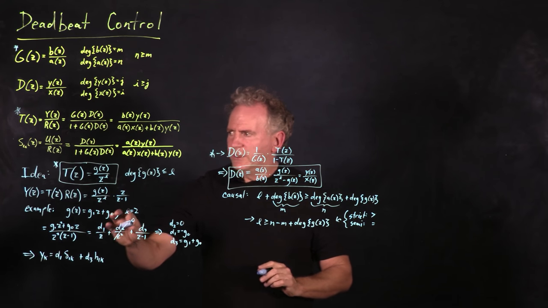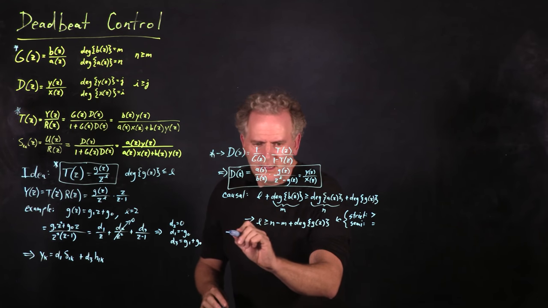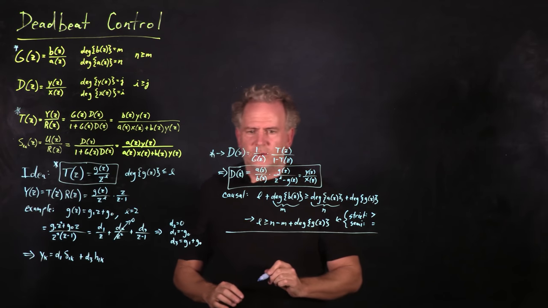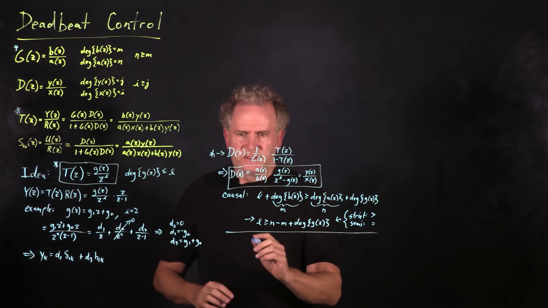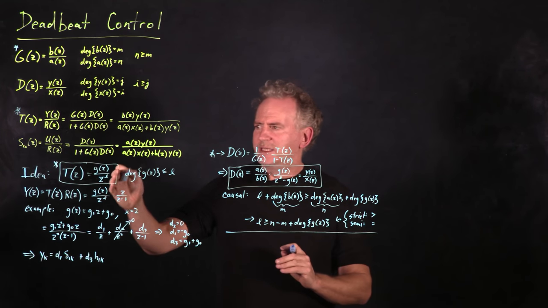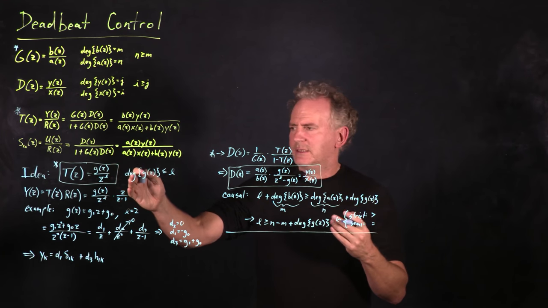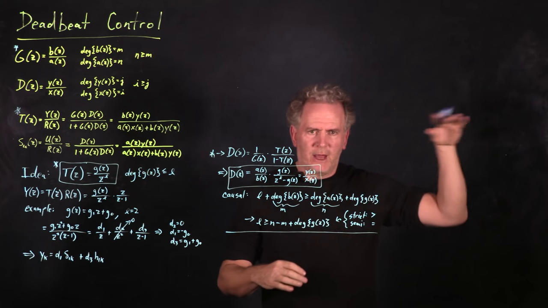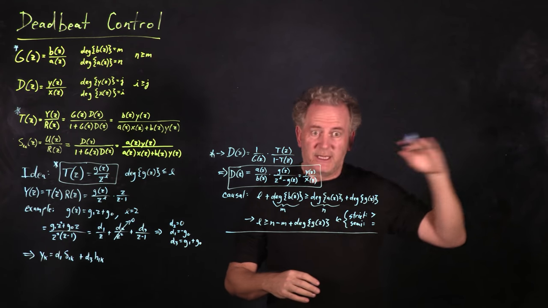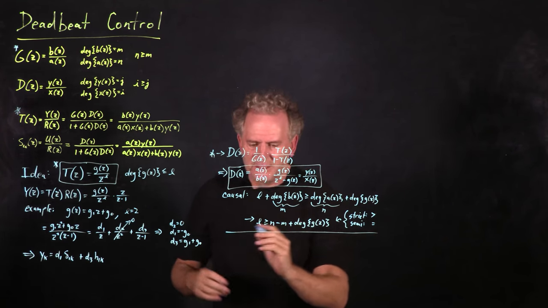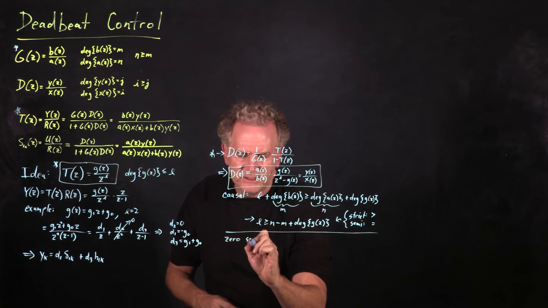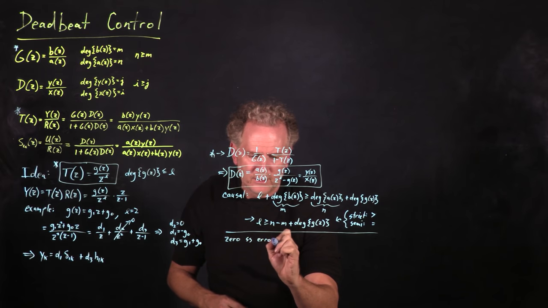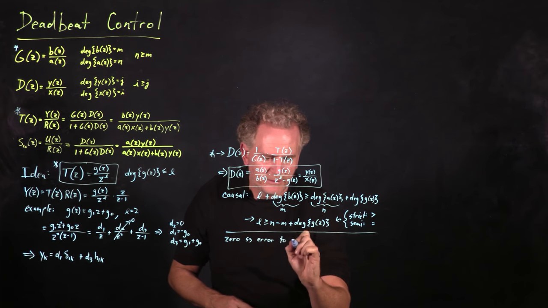Okay, so now what I want to do is look at one more property that we're going to need before we consider our examples. And that is we want to put a step input into this thing, and we want to get an output that eventually hits the reference value. So we want zero steady state error to a step input.